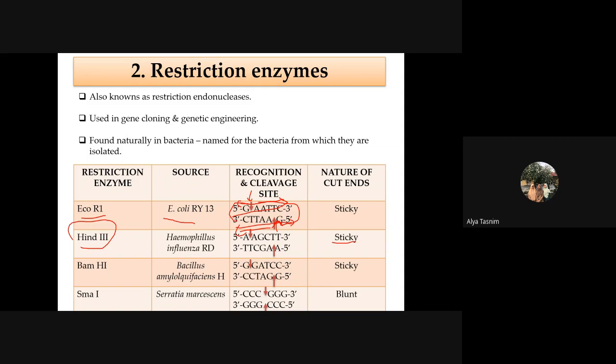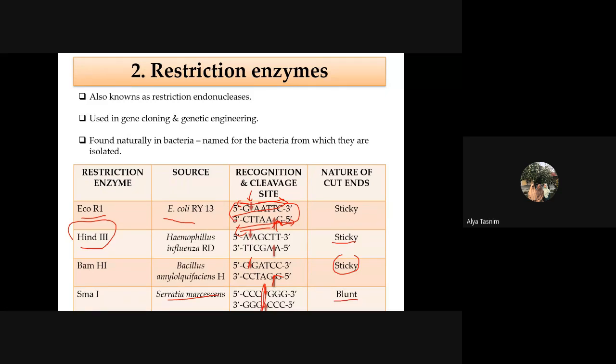So as you can see, the sequence for the two DNA strands are the same in opposite direction. So they are palindromic sequence. Then BamHI, from the bacteria Bacillus amyloliquefaciens. This cuts in a staggered manner as well, so it produces sticky ends. And then SmaI from this bacteria. So this one cuts straight, and produces blunt ends.